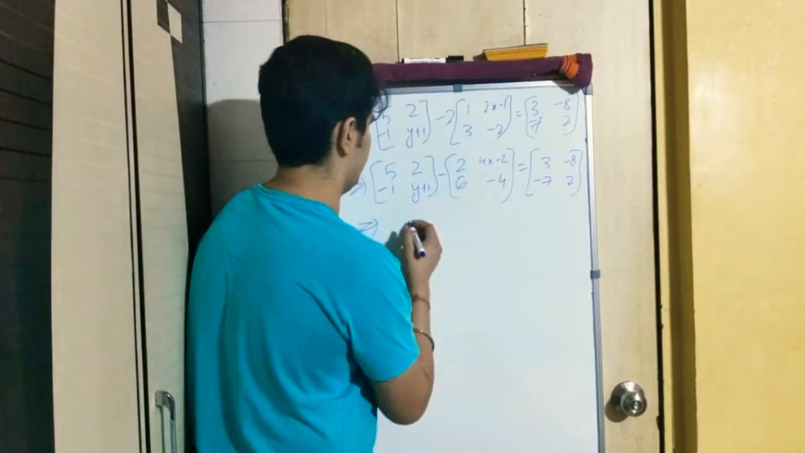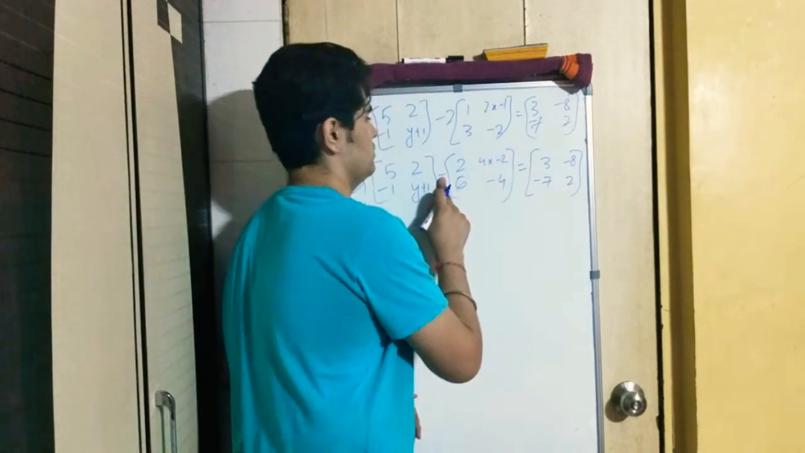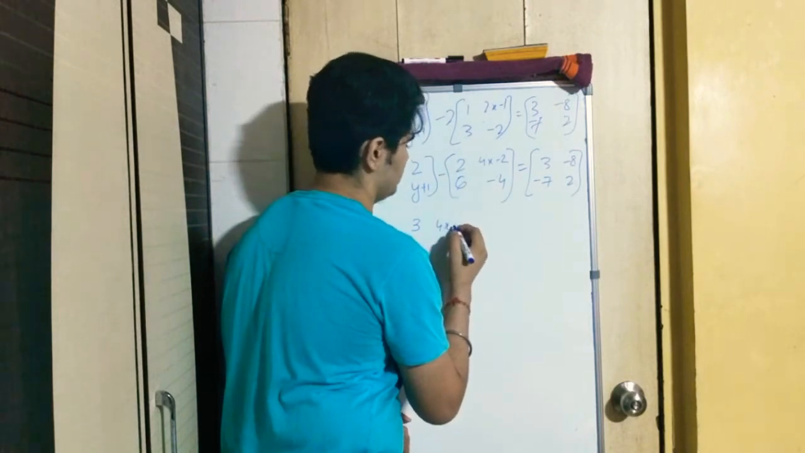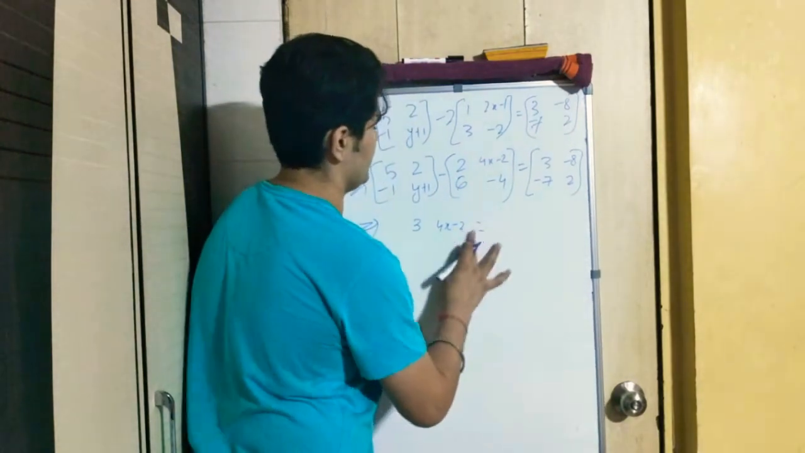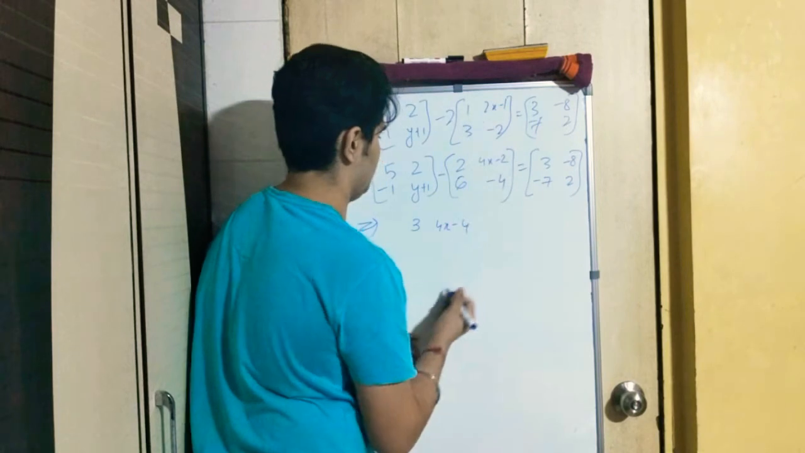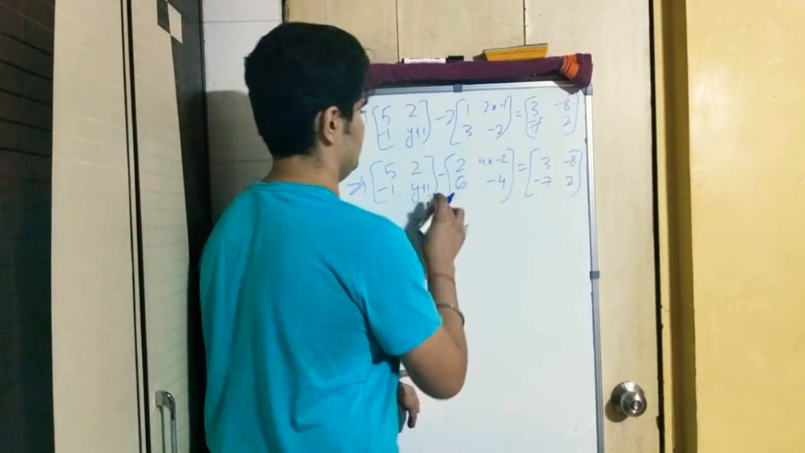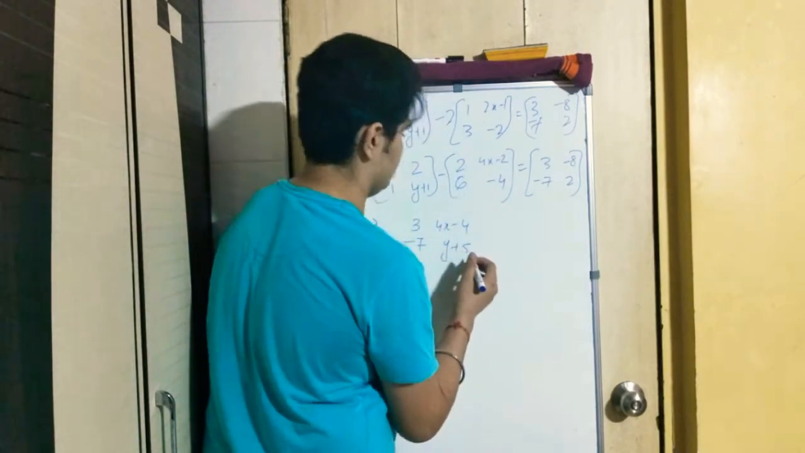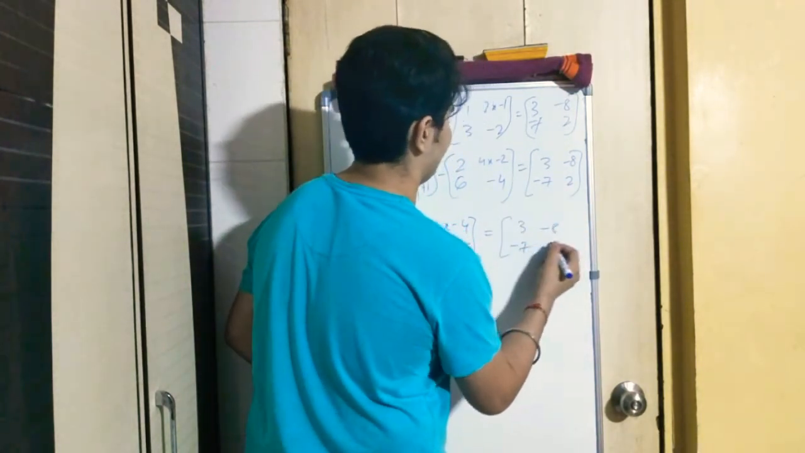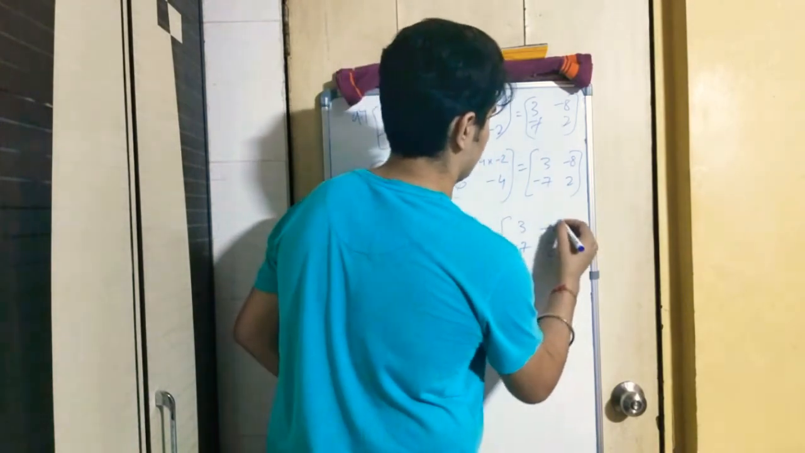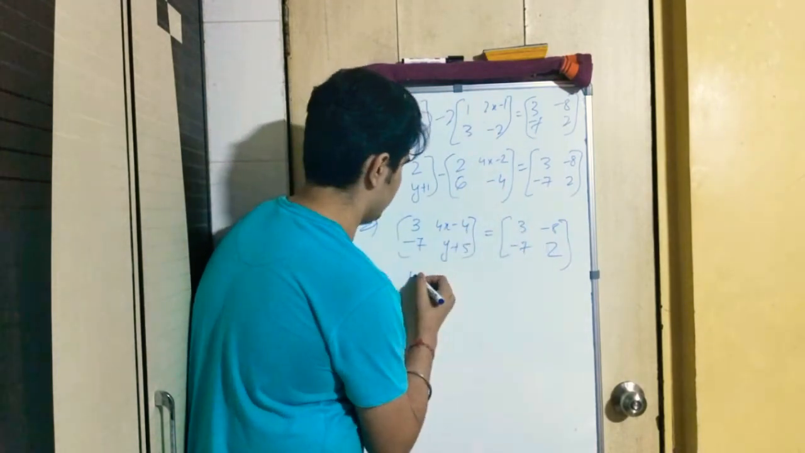So we get 5 minus 2 is 3. 2 minus this, if 2 is minus, yes, then 4x minus 2 and minus 2. So we write here 4x minus 4. Minus 1 minus 6 is minus 7. y plus 1 plus 4, so y plus 5. Once again, equating both the matrices, taking corresponding terms to find the values of x and y.